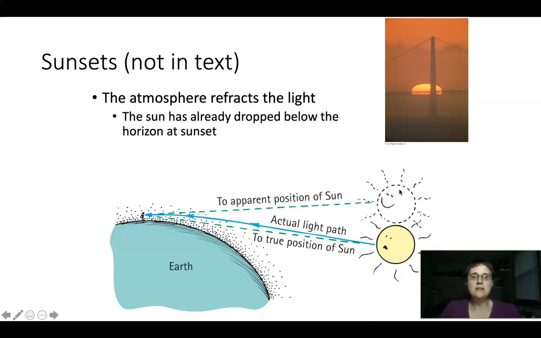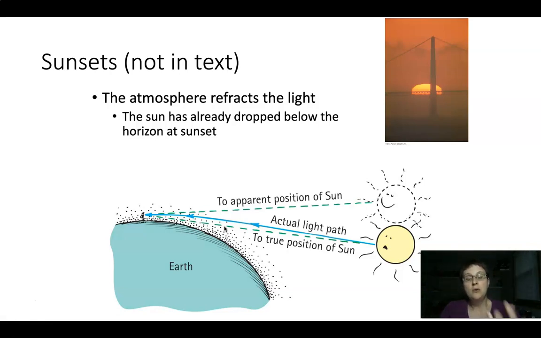And so if you take a look here at this little sketch, it looks like the sun is right at the horizon at sunset to you. However, the light is being bent. The true position of the sun is below the horizon because the atmosphere of our planet is going to refract or bend those light rays towards you.